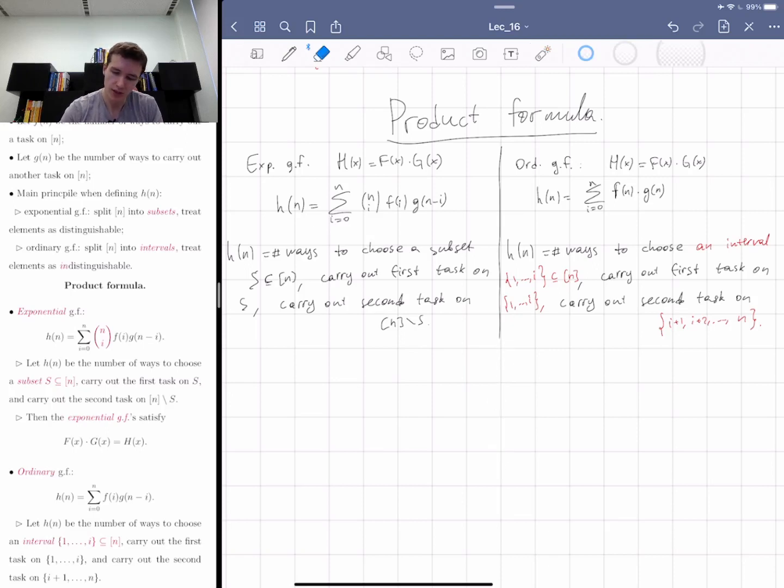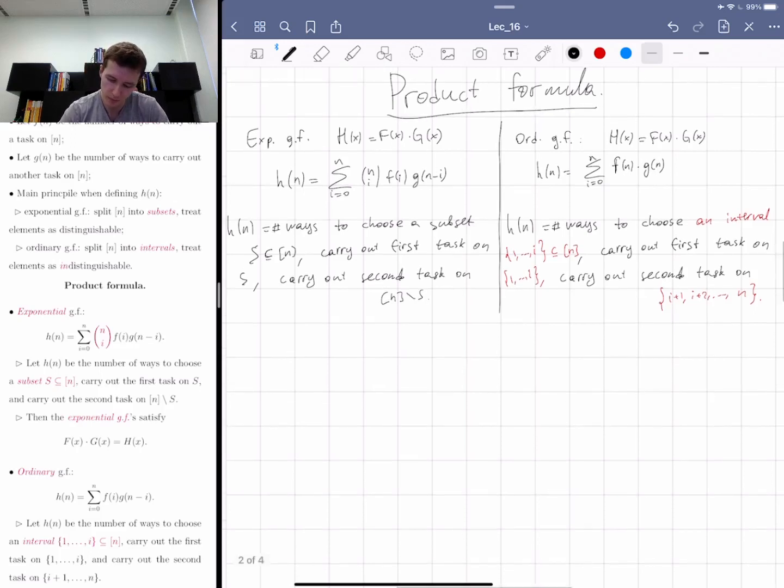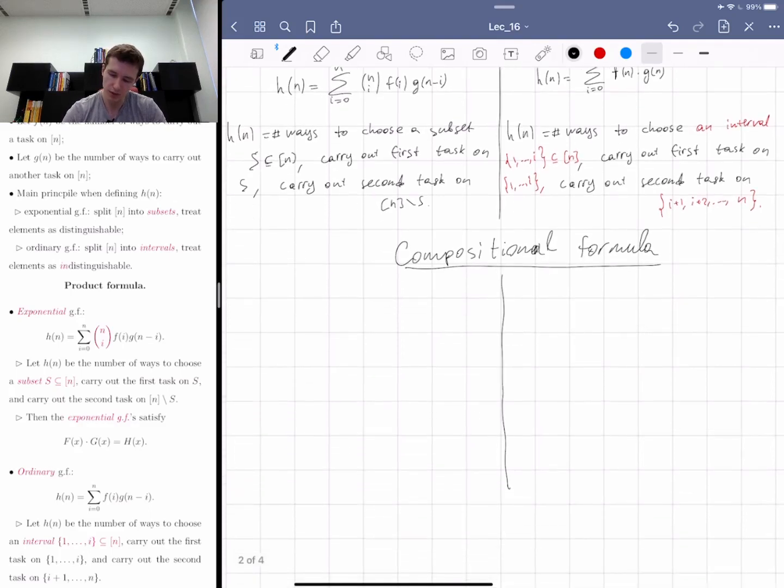Okay, now that's the product formula, and now I'm going to also explain the compositional formula. In the class we first did exponential, then compositional, but it's going to be easier for me to start with the compositional formula. Let me try to draw the pencil line here.